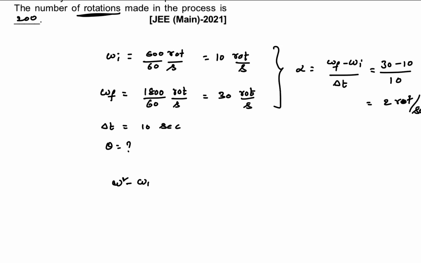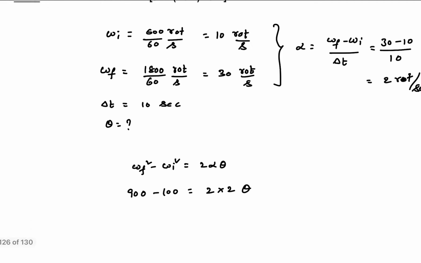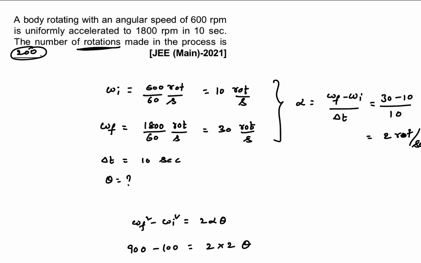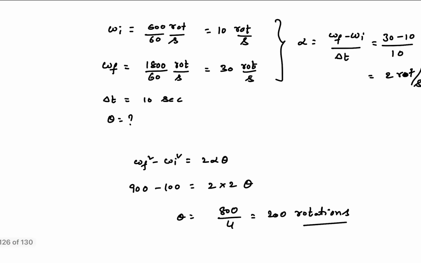Use that formula: omega final square minus omega initial square is equal to 2 alpha into theta. Omega final square is 900. Omega initial square is 100. That is equal to 2 into alpha into theta. We get theta is equal to 800 divided by 4, which is 200 rotations. Okay, the option 200 we have to mark.